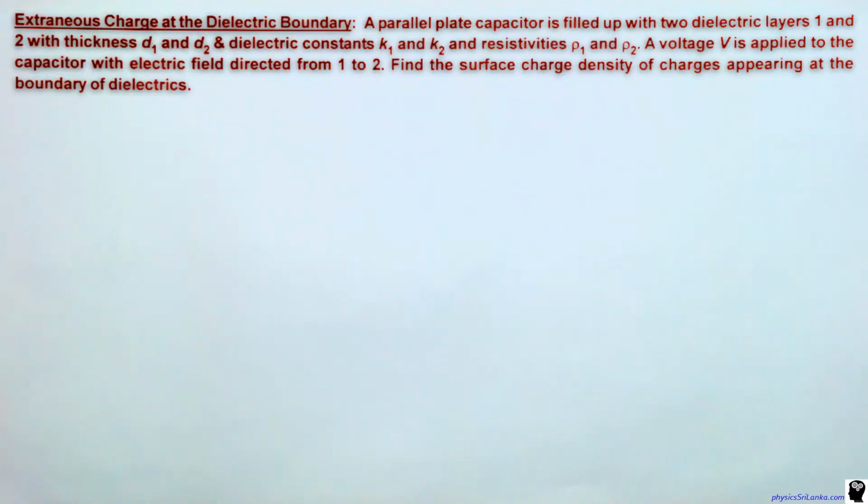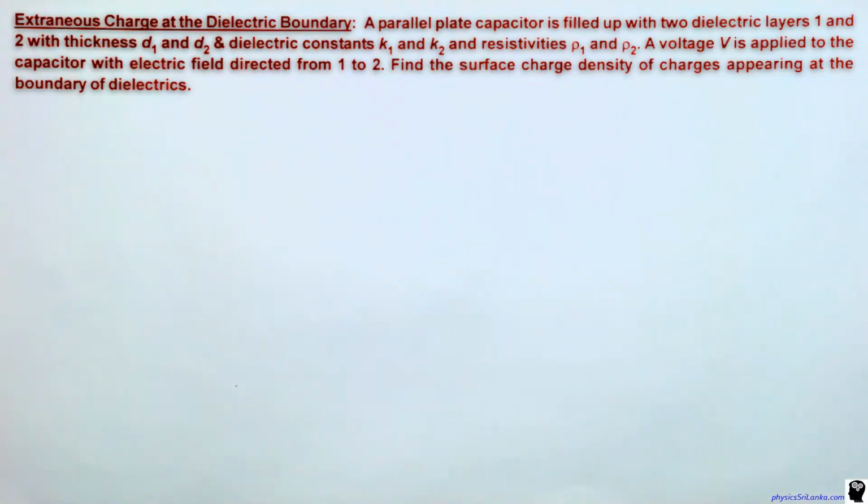In this illustration, we'll study an extraneous charge at the dielectric boundary. Here we are given a parallel plate capacitor filled with two dielectric layers 1 and 2 with thicknesses d1 and d2, dielectric constants k1 and k2, and resistivities ρ1 and ρ2. A voltage V is applied to the capacitor with the electric field directed from 1 to 2. Find the surface charge density of charges appearing at the boundary of the dielectrics.